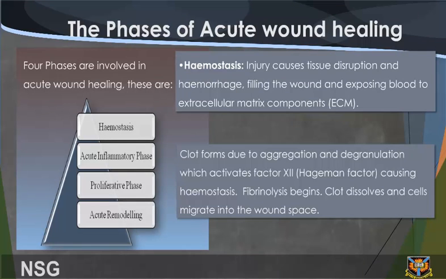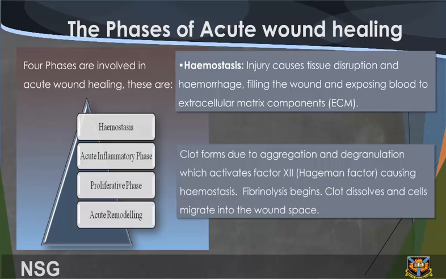The phases of acute wound healing. Four phases are involved in acute wound healing. These are hemostasis, acute inflammatory phase, proliferative phase, and acute remodeling. Hemostasis.